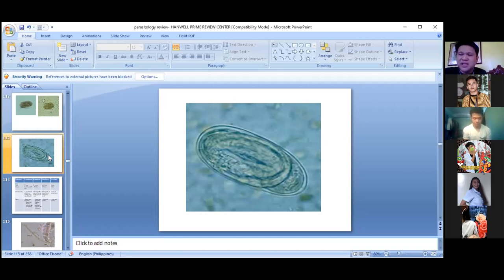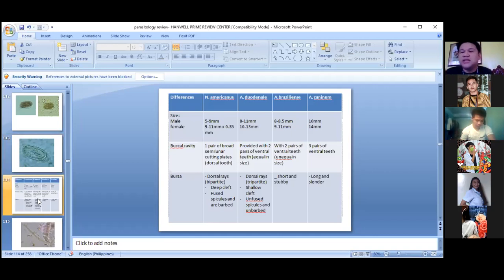And obviously, the ova hatches in soil to become your rhabditiform, and then eventually your filariform larva. Then the filariform larva normally would have to penetrate the skin of man, in particular the feet of man, and then causes a disease. Naintindihan? Are you with me, guys? Naintindihan ba? Okay. Now, let's look at how important this table is.